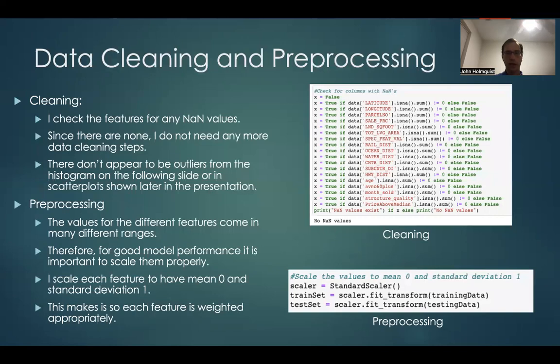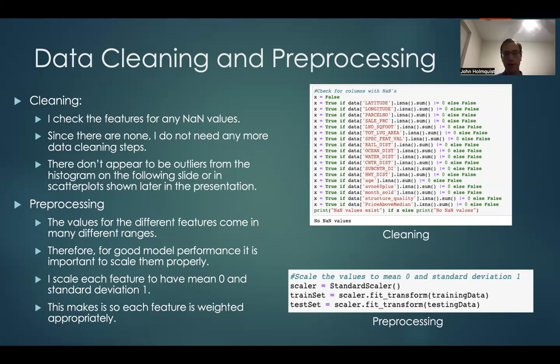So for cleaning the data, I wanted to check the features for any NaN values. So I do that in the code snippet on the right. And this data set was really nice. It didn't have any NaNs, so I didn't need to do any data cleaning there. In a second, there will be a histogram and some scatter plots. And from those, it doesn't seem that there are any outliers. Checking for outliers could be one step of data cleaning, but with this, it didn't seem necessary.